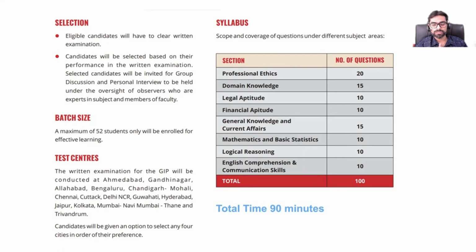So this is the syllabus. You can see these are the syllabus you would have to cover for this examination. Maximum strength of the batch is 52 students, and the centers you can see as listed. There are various locations within India, so you can opt for your center, and once you crack this examination you will be called for group discussion and personal interview, and basis your consolidated score you will be selected for this course.